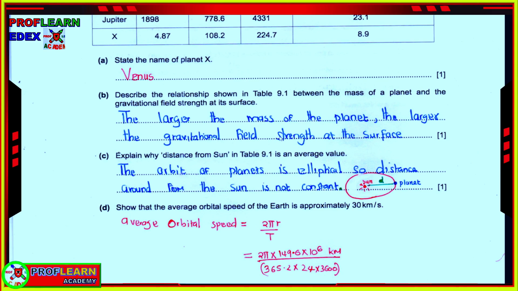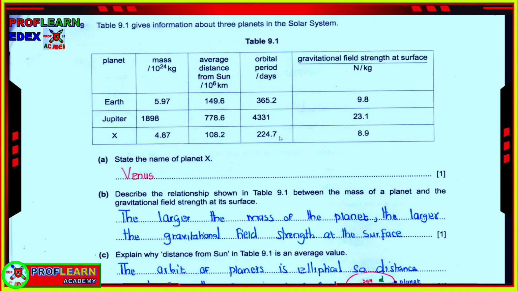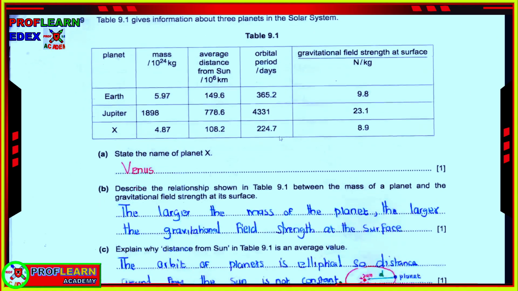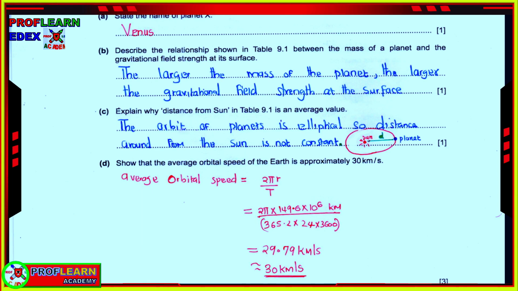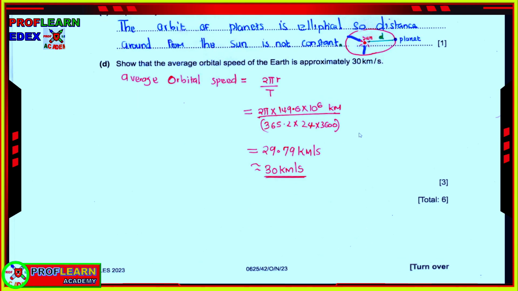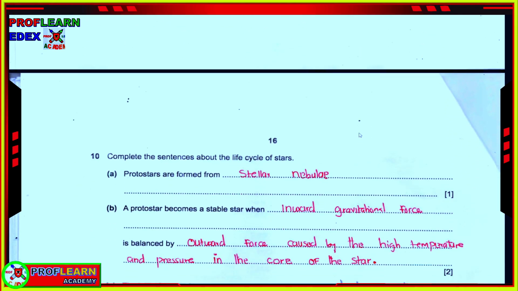Explain why distance from the sun in table 9.1 is an average value. So we know that the orbit of planets is elliptical, not a perfect circle, meaning the distance the planet is from the sun would vary around the orbit. So that's why we had to say that. We have already done a question to do with average orbital speed. Also take note of how to work out that kind of question.